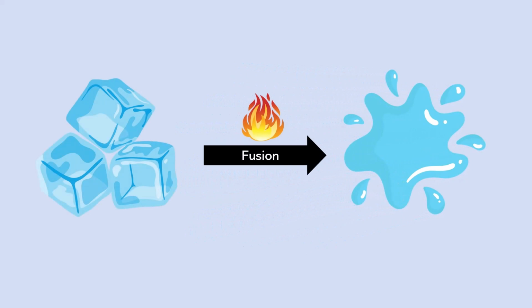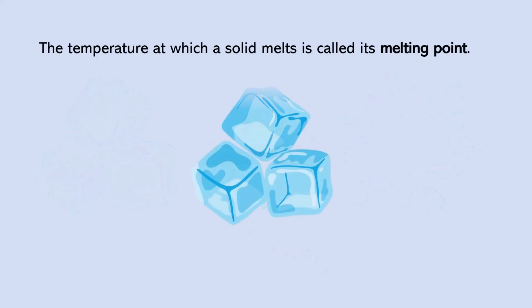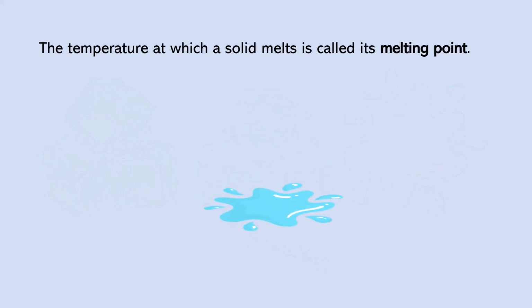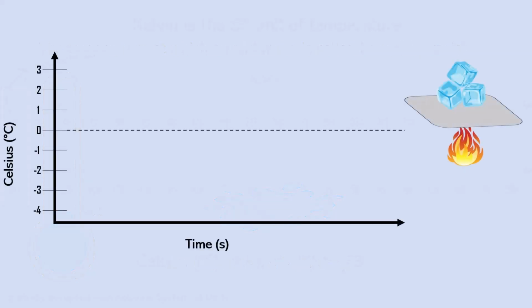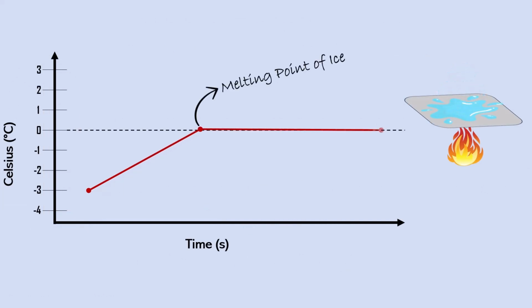This is called fusion, which is just a fancy word for melting, really. The temperature at which a solid melts is called its melting point. For ice, this is 273 Kelvin or 0 degrees Celsius. But here's the interesting part. When ice reaches its melting point, its temperature stays constant until all the ice melts.